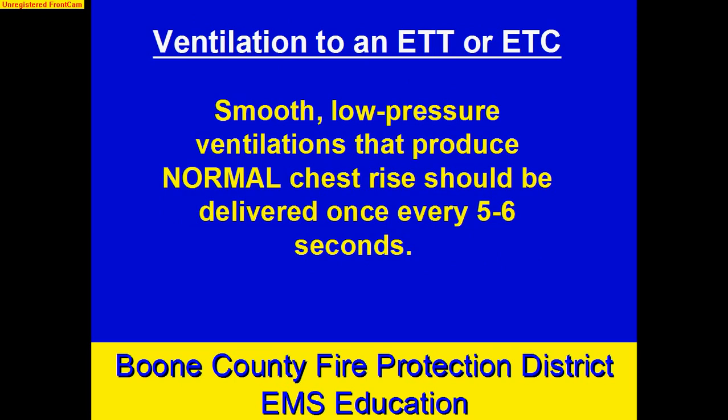Once we have an advanced airway in place, either an endotracheal tube or esophageal tracheal combi tube, the ETC combi tube, then we should switch. It's not an option. We should switch to continuous compressions, no pauses, and we should then ventilate once every 5 to 6 seconds. When that advanced airway is in place, it allows us to get the breath in without the need to pause during compressions. So smooth, low-pressure ventilations, normal chest rise every 5 to 6 seconds, identical to what you would do if there was no CPR going on. And this is an important thing for us to work with.